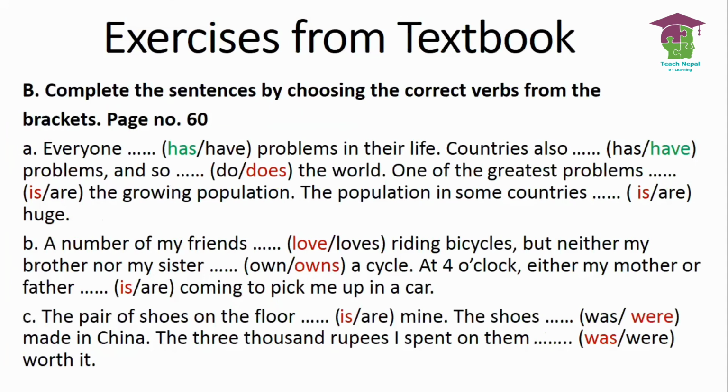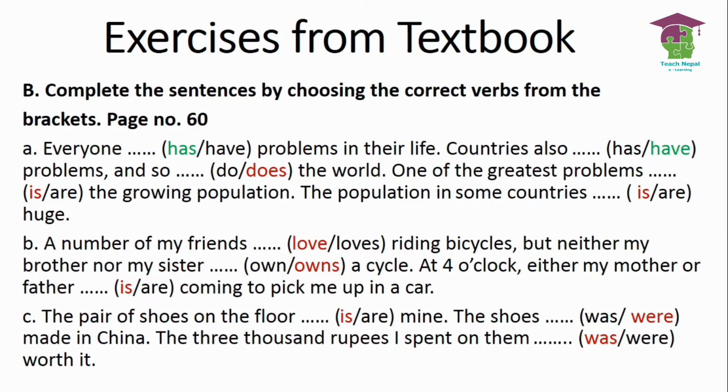Now, let me present the exercises which are brought from the textbook here. Complete the sentences by choosing the correct verbs from the brackets. The exercise is given on page number 60. Number A, you see everyone. As we said earlier, everyone is an indefinite pronoun. With it we have to use has, right? Everyone has problems in their country.